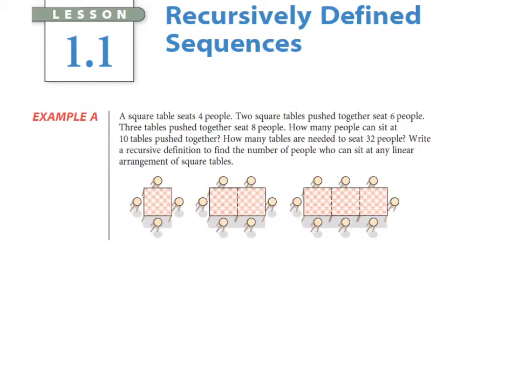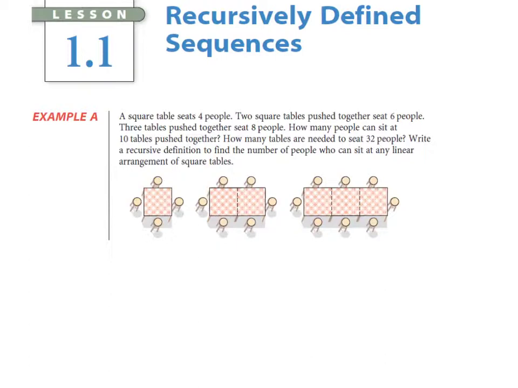In 1.1, we're looking at recursively defined sequences. So, example A, we've got a diagram to show exactly what we're looking at, but a square table seats 4 people, 2 square tables pushed together seat 6 people, 3 tables pushed together seat 8 people. And we are asked how many people can sit at 10 tables pushed together, how many tables are needed to sit 32 people, and to write a recursive definition to find the number of people who can sit at any linear arrangement of square tables.